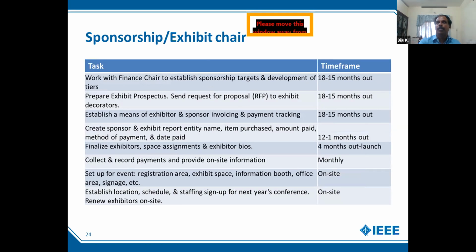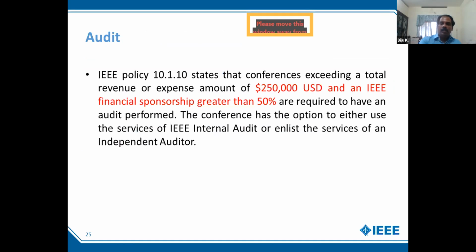He or she has to get the sponsorship from different entities, and sponsorship is very important in conferences, because the sponsorship chair is also responsible for the surplus or deficit of the conference. He also has to see to the exhibit part of the conference, where there will be some booths. He has to arrange all the booths, and see that there are some good exhibits for the conference as well. Then at the end, we have to have some audit.